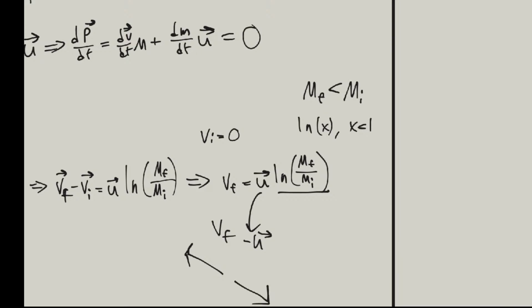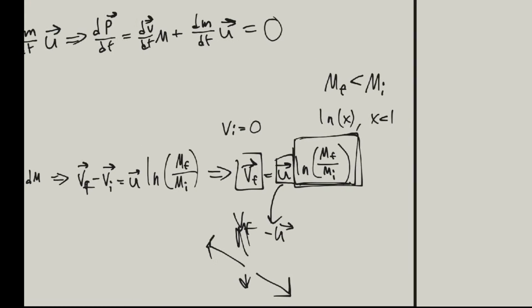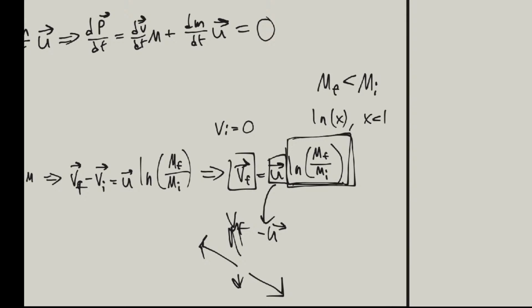The only thing here that's a vector is u, and this is just a scalar. So u is being scaled by some negative quantity, and that is exactly what the final velocity is going to be. In fact, the final velocity of the rocket is the sum of all the little u's. That's super interesting, and it makes a lot of sense. It's very intuitive.